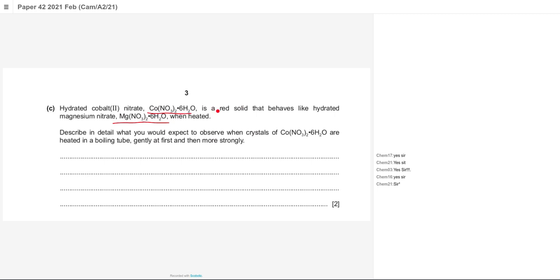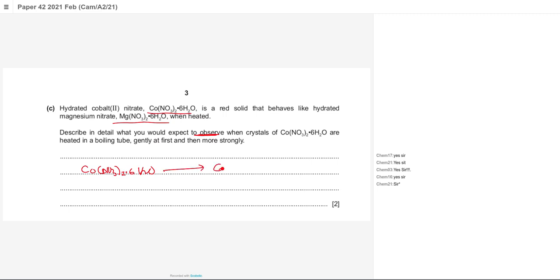So that's the observation for the group 2 nitrate, and it says it's almost the same chemistry for the cobalt 2 nitrate. Describe in detail what you would expect to observe when crystals of cobalt 2 nitrate hexahydrate are heated in a boiling tube gently at first and more strongly. So when you gently heat, what happens? It will lose the water of crystallization. This is the explanation, not the answer, because you can't write that for the observations. It says observe what you would see. So you can't say what is given off.